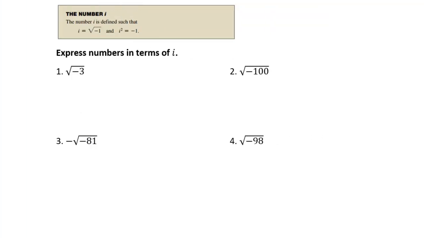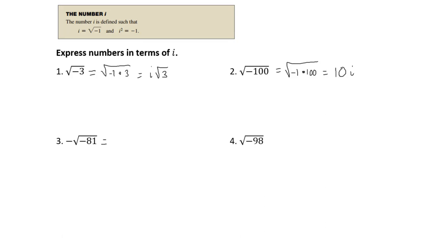All right, so square root of -3 can be written as square root of -1 times 3. And the square root of -1 is i, so this is i square root of 3. Okay. Square root of -100 can be written as square root of -1 times 100. And square root of 100 is 10. And square root of -1 is i. So we write that as 10i.